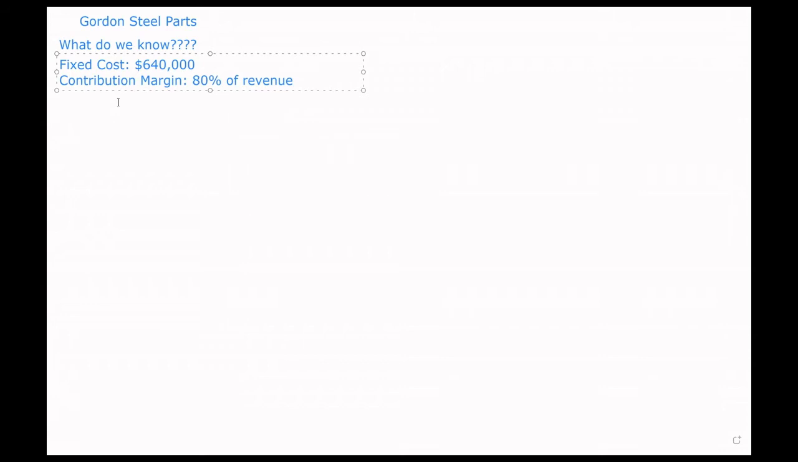The question states to compute Gordon's monthly break-even sales in dollars, and it specifically told us to use the contribution margin approach. So there's more than one way that you can find break-even. You have the equation method, the method that they're asking us here, which is the contribution method, and you also have the graphical method.